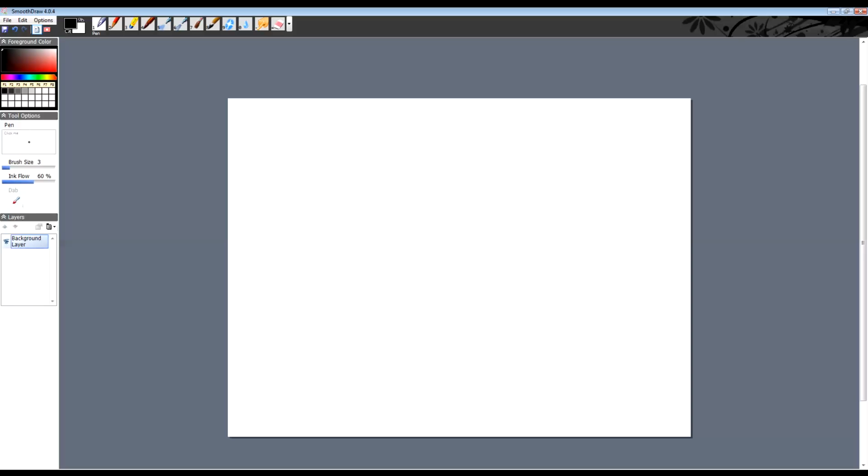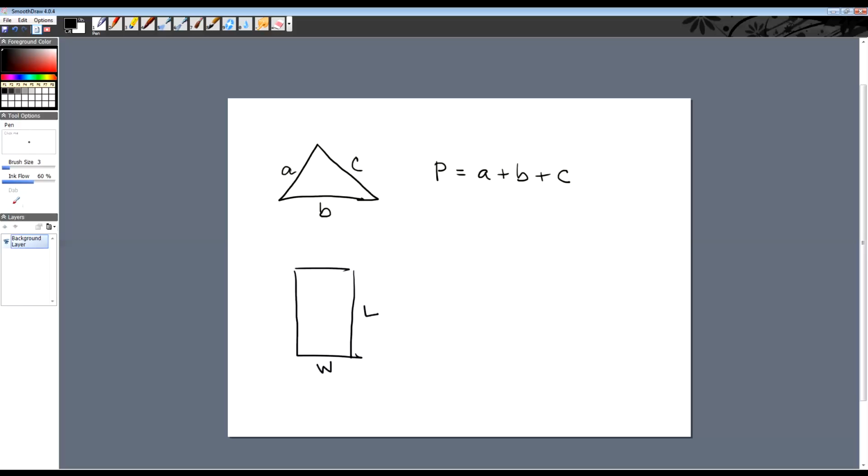To illustrate this, it would be like this. If we had a triangle with length A, B, and C, the perimeter is the sum of the length A plus B plus C. For a rectangle, we have width and length, and a rectangle is the same width at both ends and length at both ends. So you would just add these all together. So 2 times length plus 2 times width equals the perimeter of a rectangle.